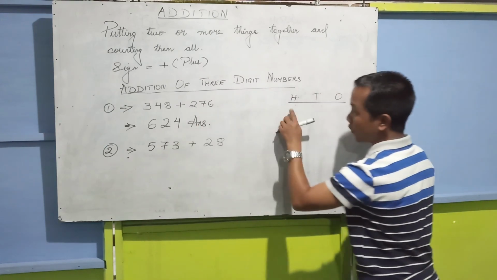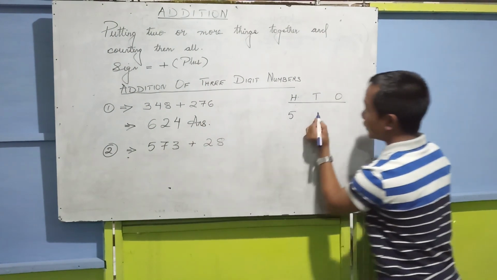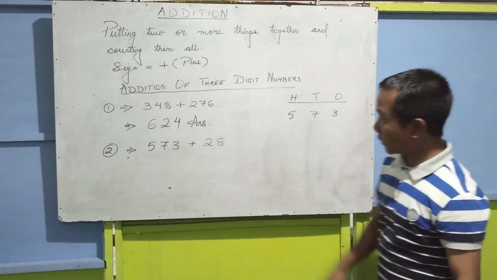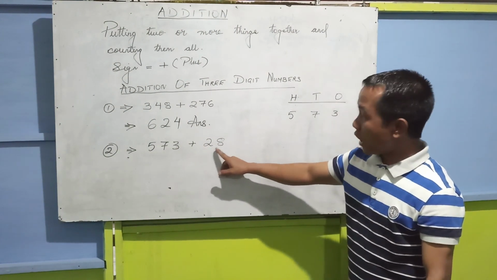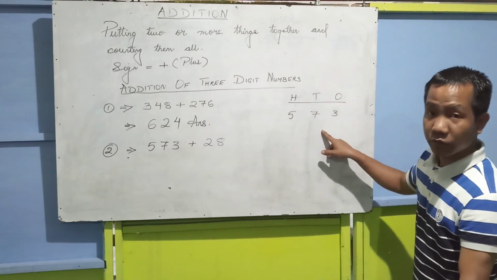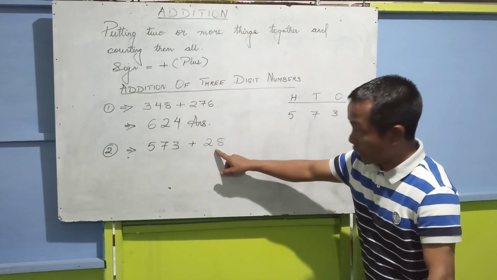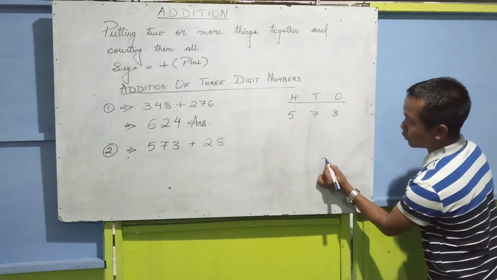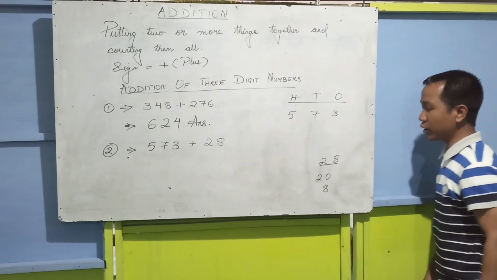573, 500, this is 500, so in the 100s place, we will write 5, 7, this is in the 10s place, 3, this is in the 1s place. And the next number is only 28, only 2 digits. So how will we arrange these, how will we regroup these in here? 28. Any idea? Okay. Look at this carefully. 28. 28 is 20 and 8.